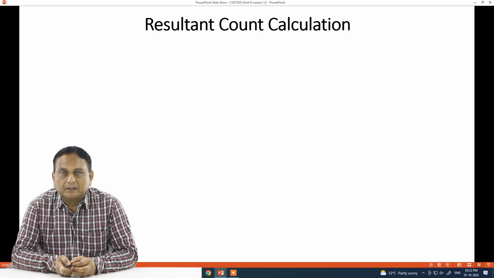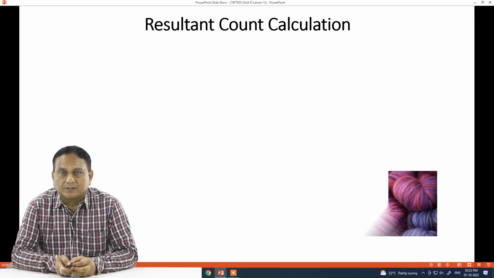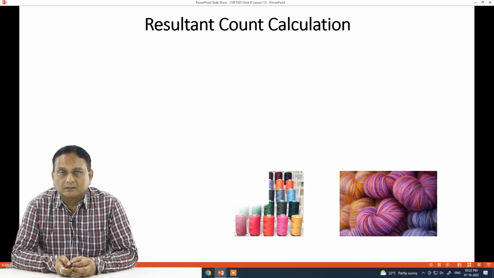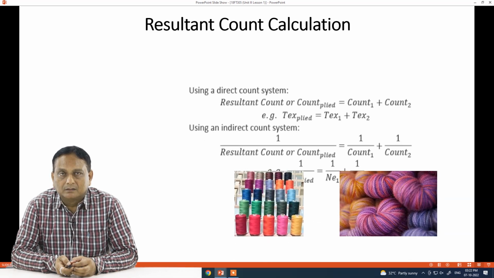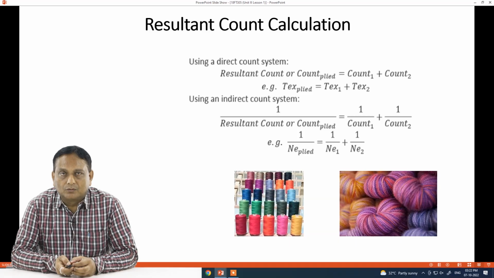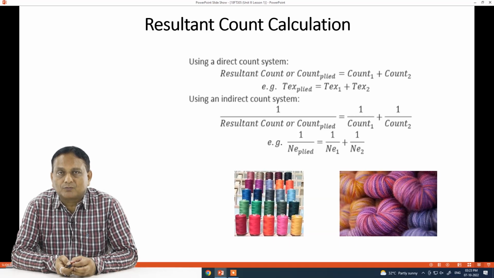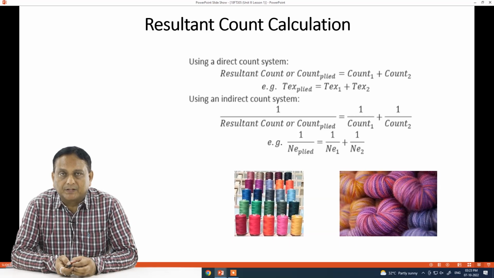Now let us see how the count varies when there is doubling or twisting. So there come the resultant count calculations, for such kinds of yarn, twisted yarn or double threads. Using a direct count system, how will the resultant count be? Count 1 plus count 2, and if it is Tex plied, Tex 1 plus Tex 2. This is the direct system, direct count calculation.